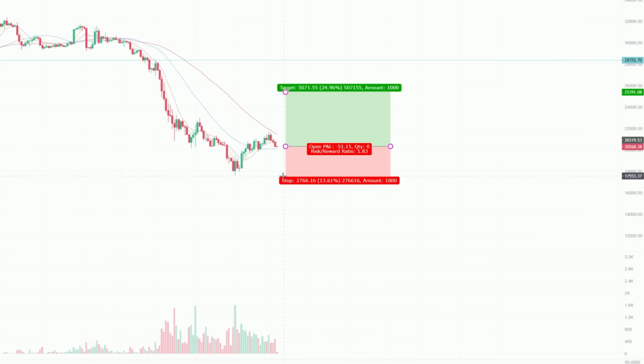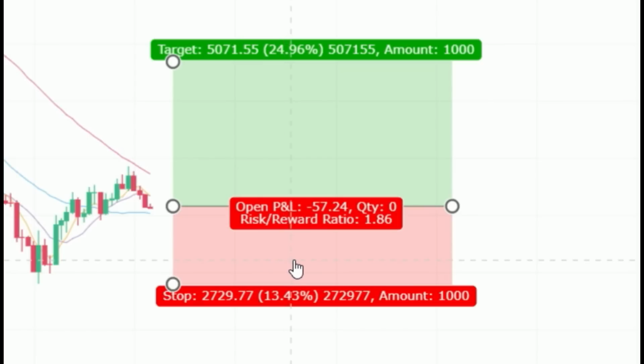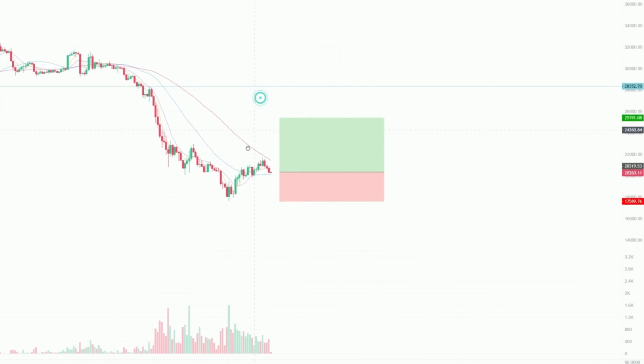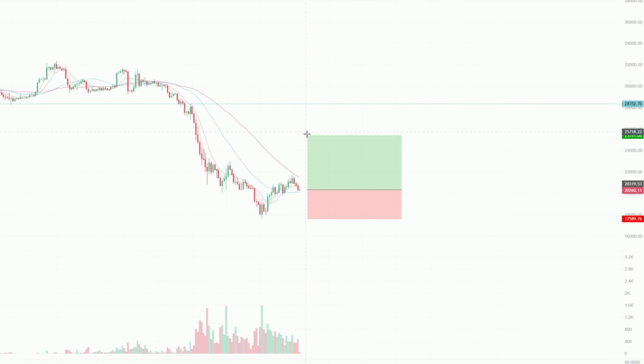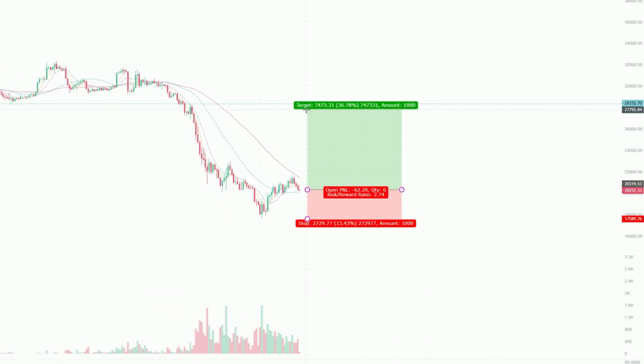So you would have a stop loss potentially at exactly this $17,589 level. And here you can see that your risk here would be 13.43%. That's how much you could potentially lose. Now, it's important to also look at your reward. And as we previously established, this was an important support level in the past, this $20,830 level. So you could reasonably target this level with your trade.